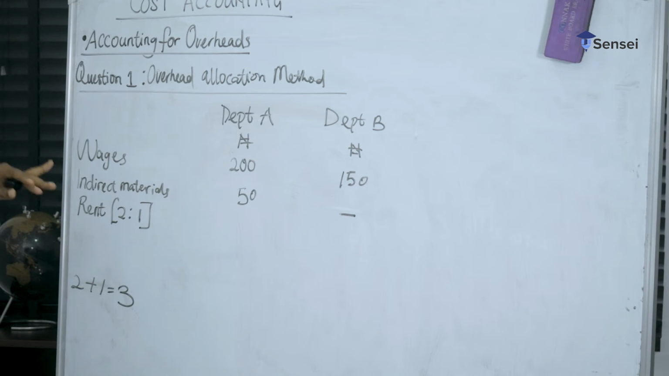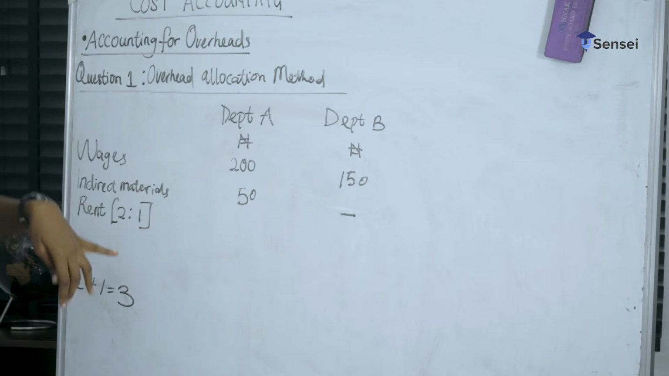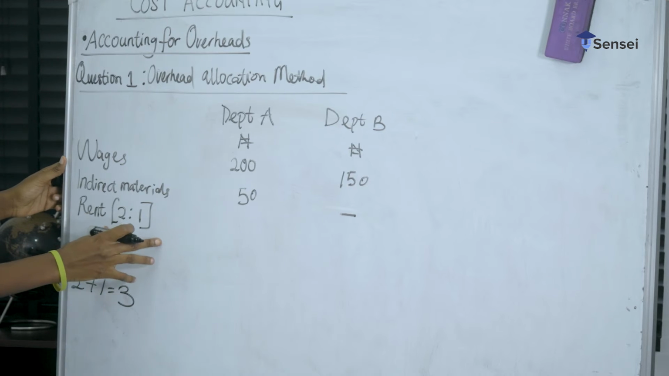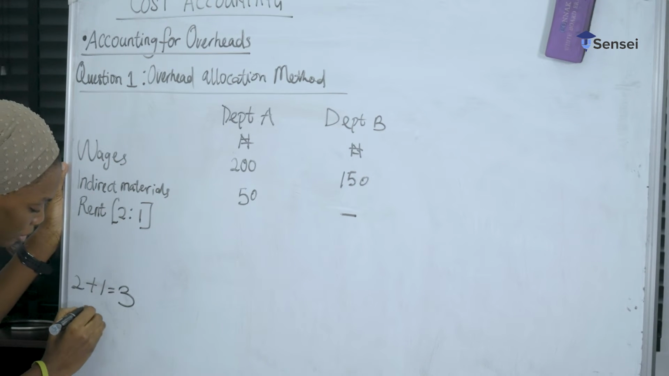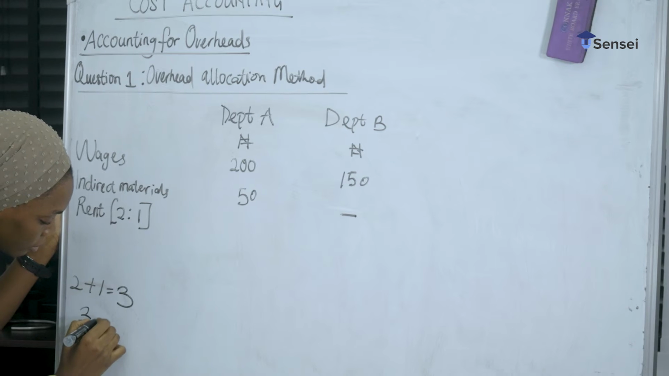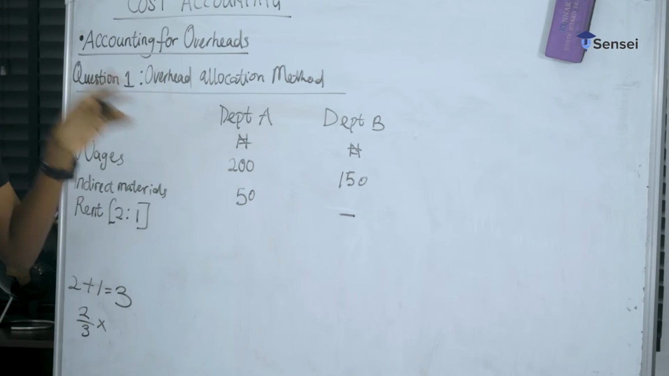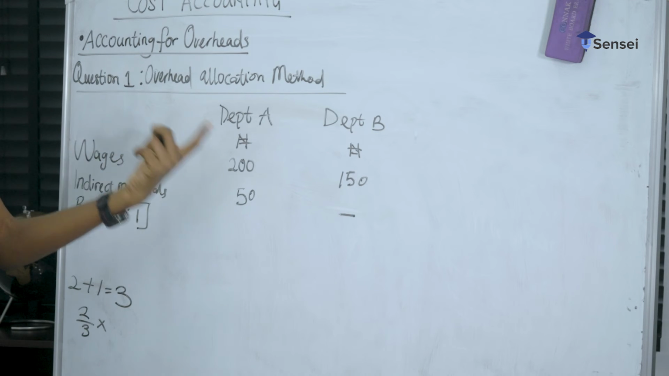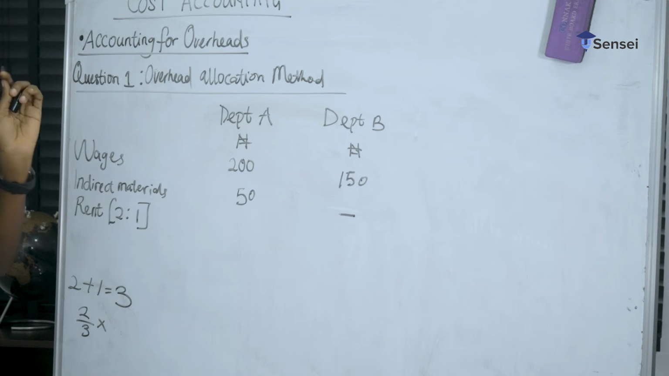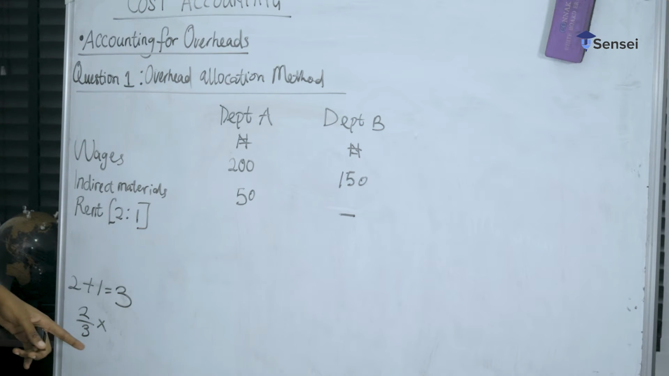So to share for Department A and Department B, this ratio means that 2 of the total, that's 2/3, means 2/3 of the cost incurred on rent, that's 300 naira, is for Department A, while 1/3 of the cost is for Department B. The cost incurred on rent in the organization is 300 naira.